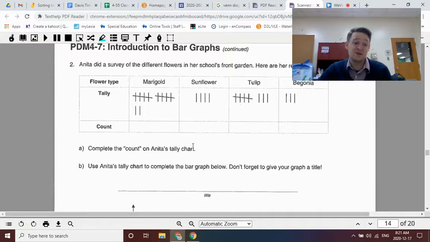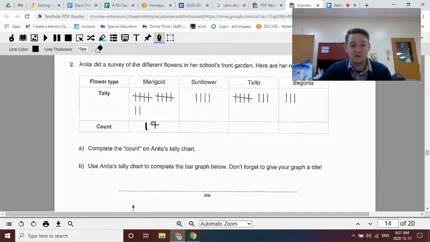Oh, I think the first thing you need to do is complete the count on her tally chart, which is what I'm kind of doing for you. So we've got 12 and we've got 4, and you can do the last 2.